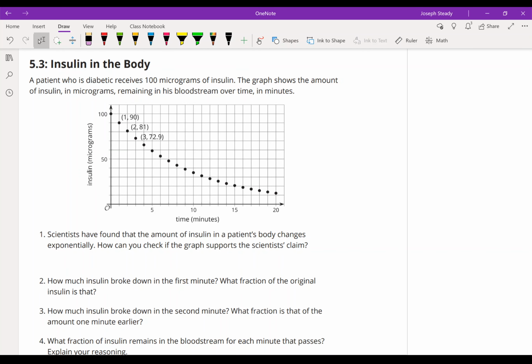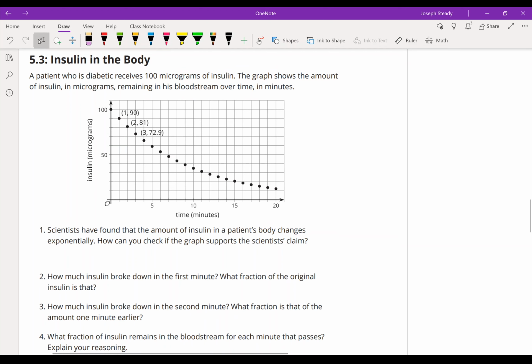In this video, we're going to look at a really common application of exponential decay, which is the amount of a medication left in your body after a certain amount of time. In this case specifically, we're going to be looking at the amount of insulin left in a patient who has diabetes after they receive 100 micrograms of insulin at the beginning. So we're given a graph here, which shows how much insulin is left in the patient's bloodstream, and then we're going to try to answer some questions with that.